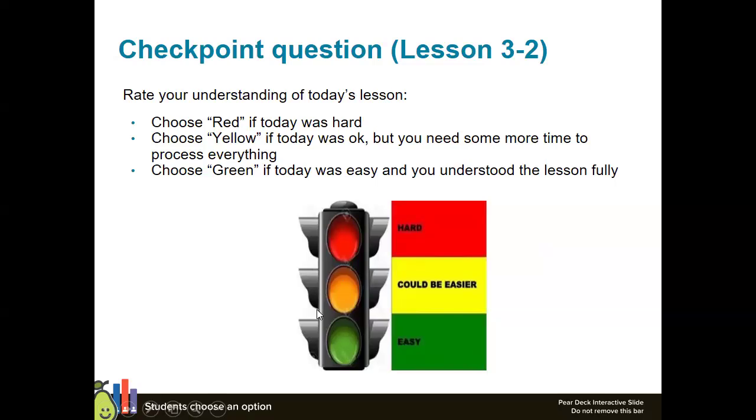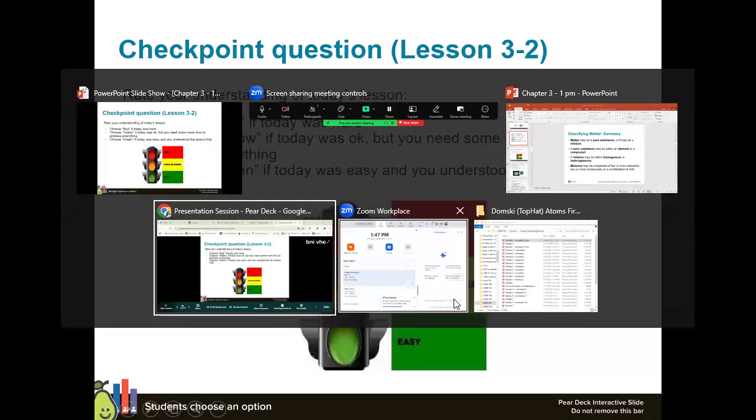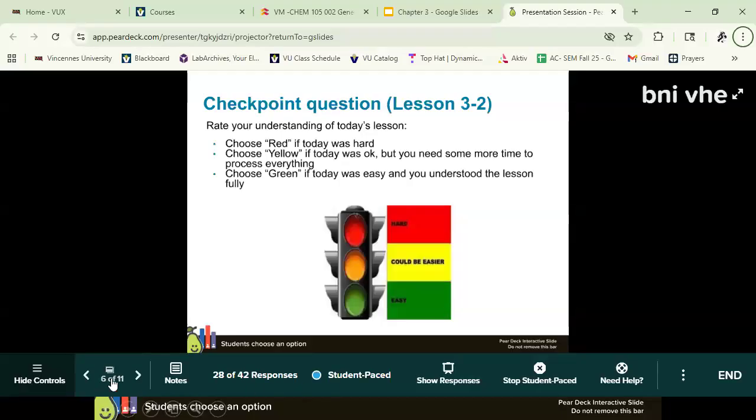So that's where we're going to end for today. So in your pair deck, you're looking for slide 6.